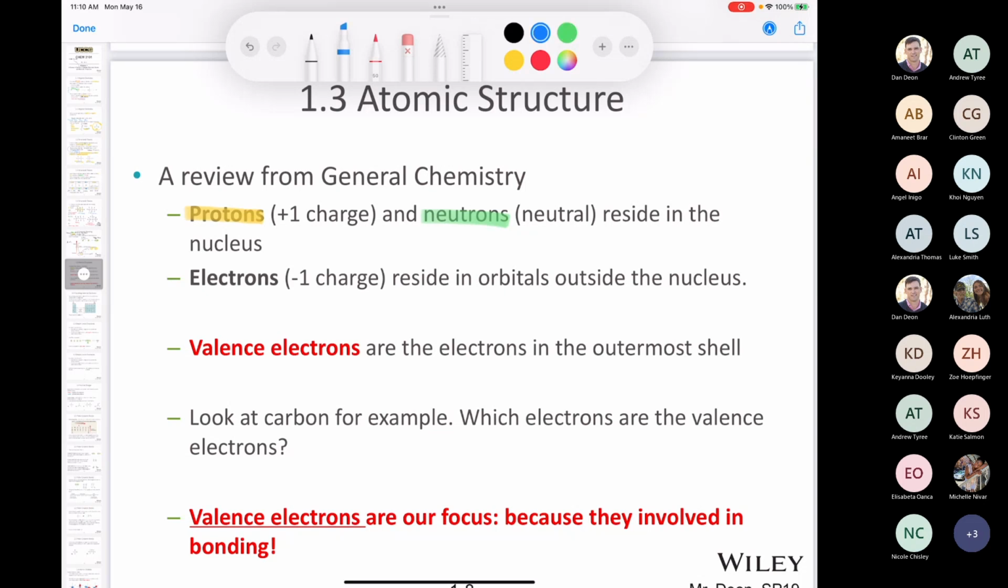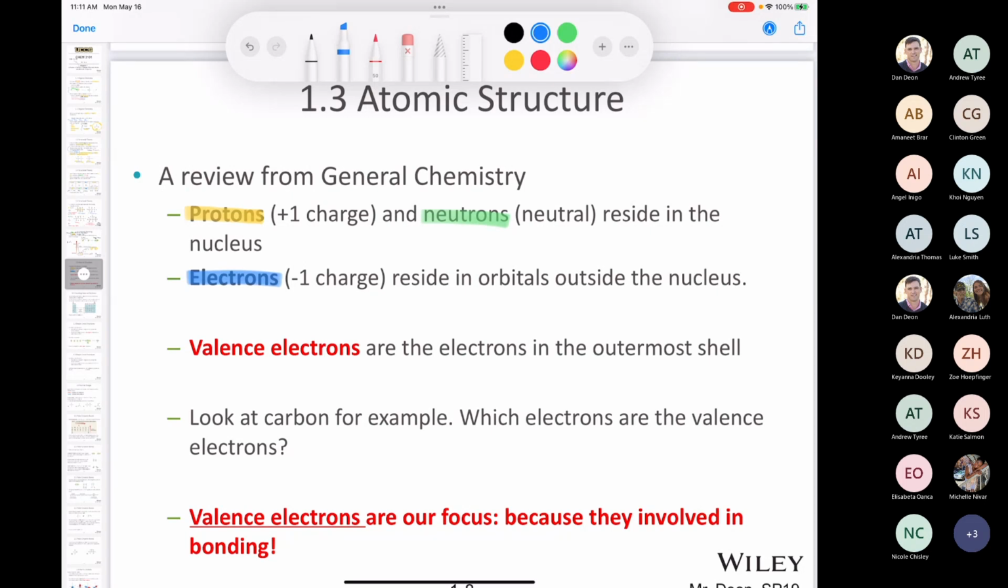And then, of course, we move on to our favorite particle, which has the particle-wave duality, and that is the electron. An electron has a -1 charge, and it resides in an orbital outside of the nucleus. We're going to talk about s orbitals and p orbitals a little bit more in today's lecture.